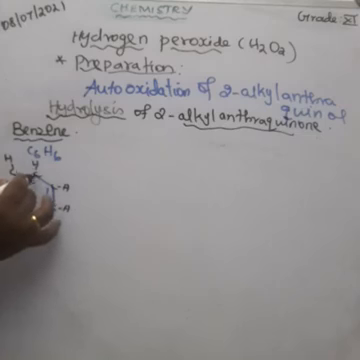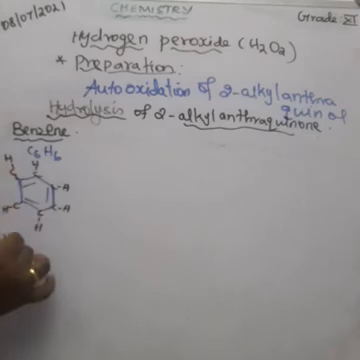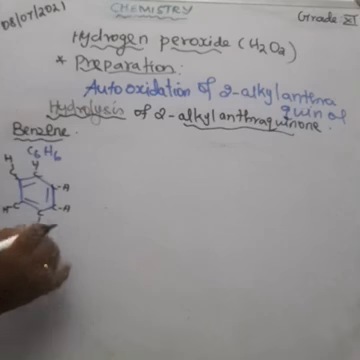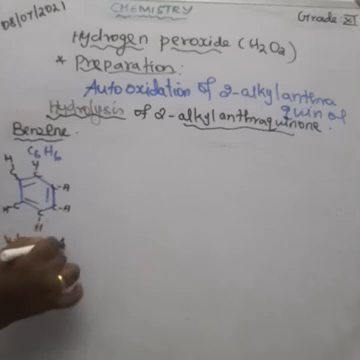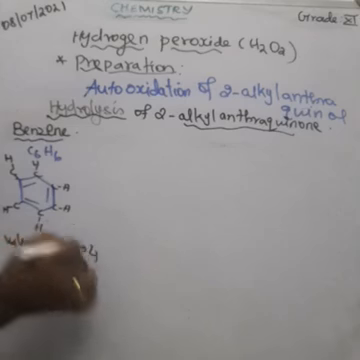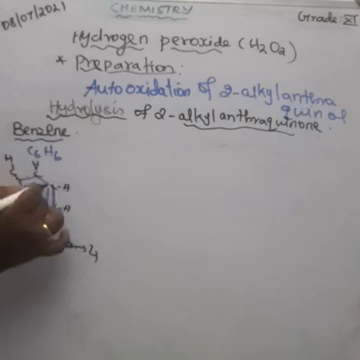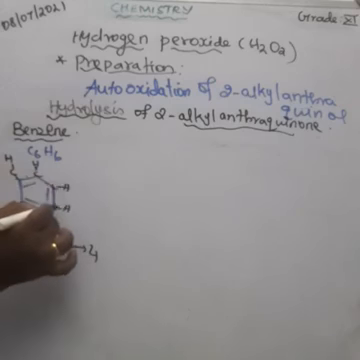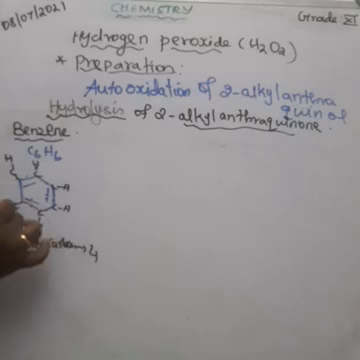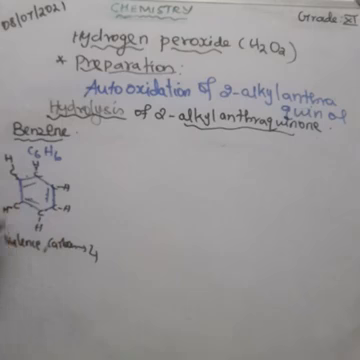What is the valency of carbon? 4. So a carbon atom should be surrounded by 4 bonds. See here, this carbon is surrounded by how many bonds? 1, 2, 3, 4. And this carbon is surrounded by 1, 2, 3, 4. Each of the carbons is surrounded by 4 bonds. So this is the structure of the benzene ring.